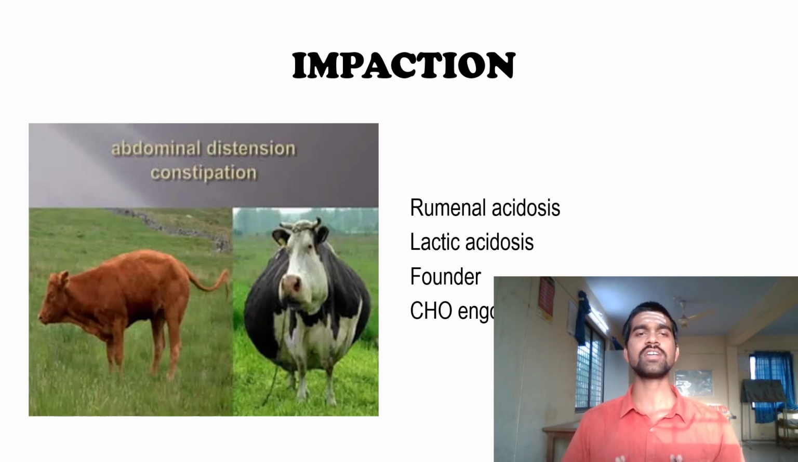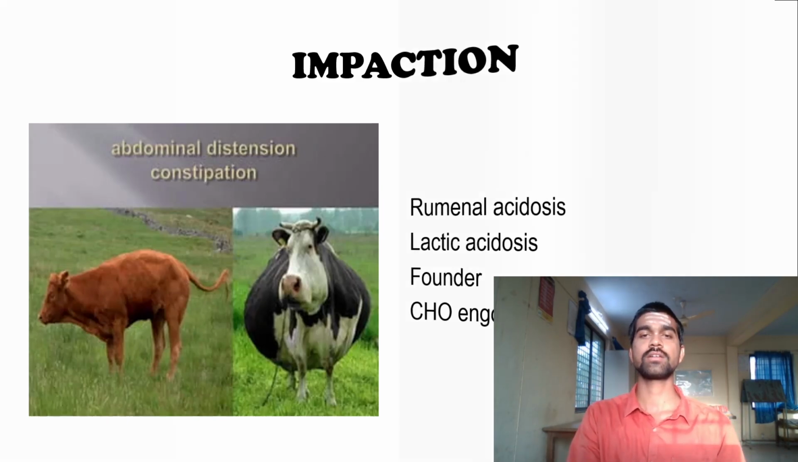So in infection there are four factors, that is ruminal acidosis, lactic acidosis, founder and CHO engorgement. Ruminal acidosis means increase in the acid content in the rumen. Lactic acidosis means there will be increase in the lactic acid. Founder means it is the inflammation of connective tissue in the hoof region. CHO engorgement means milk doesn't come from the breast during the infection.